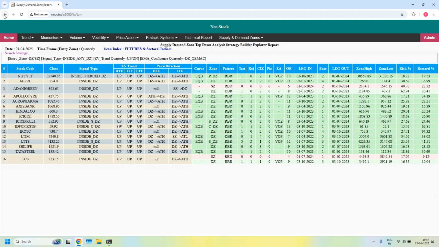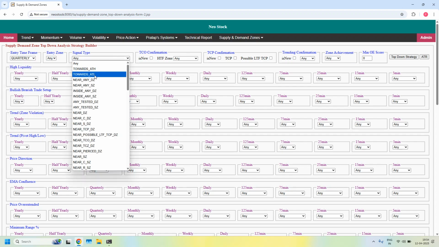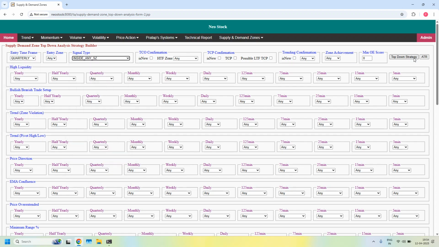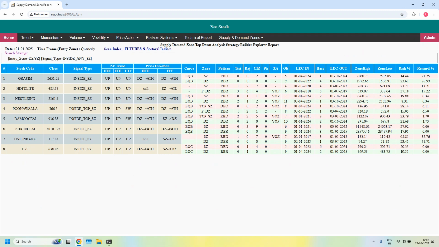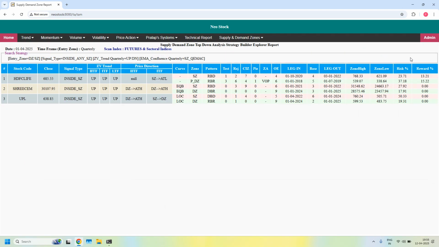Okay, next, quarterly time frame. Price closed inside the quarterly supply zone. We got 8 stocks. We can further filter based on EMA confluence. At the quarterly time frame, we are checking whether the quarterly supply zone has quarterly EMA or not. At the same time, the trend on the quarterly should not be sideways. It can be up or down. Out of 6, 3 stocks are filtered.